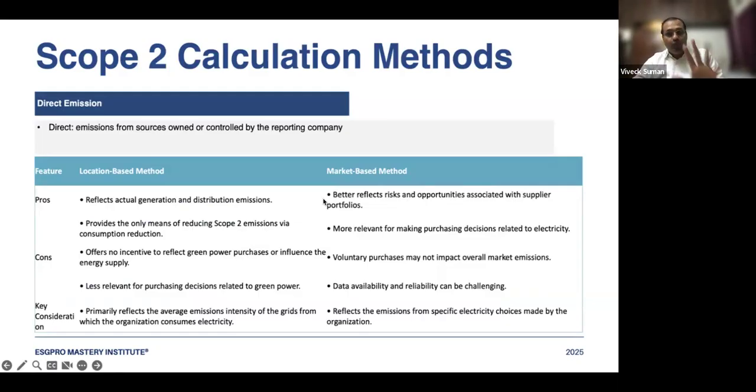Now scope 2 emission का अगर कैलकुलेशन करना हो, direct समझ गए आप. Indirect भी similar sources से आते हैं, right. Indirect में scope 2 calculation if you want to do, there are two methods which are available. Method number 1 is the location-based method.